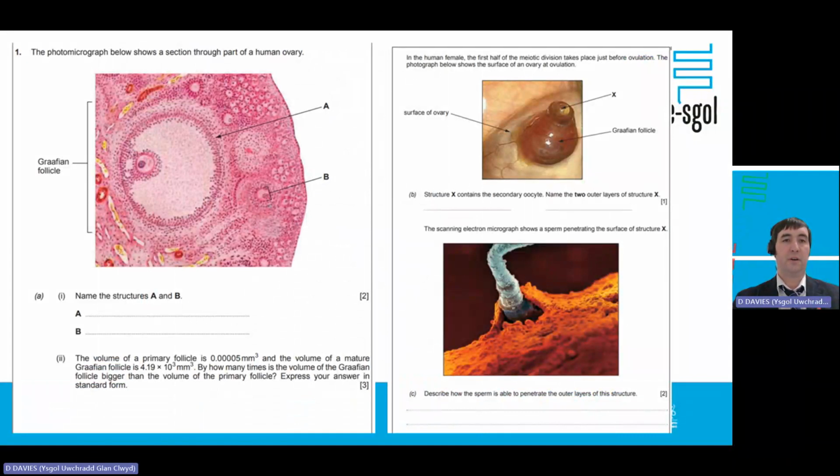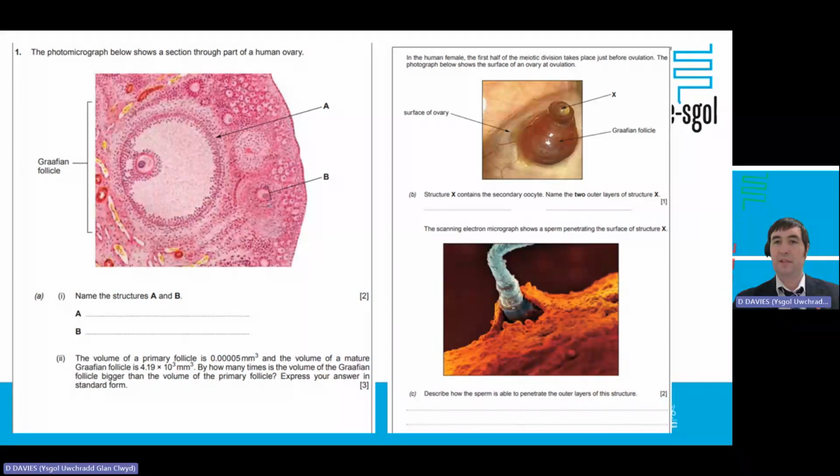Okay, so the photomicrograph below shows a section through a human ovary. So straight away you're thinking of a Graafian follicle there, primary follicle here. Okay, there you go. Name the structures. Fine. All right. There's a nice mathsy question there.